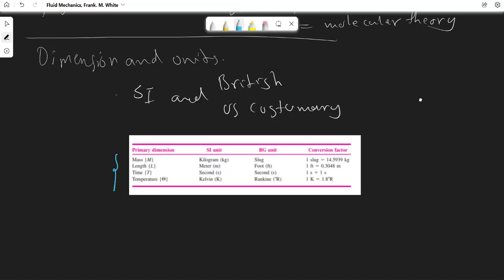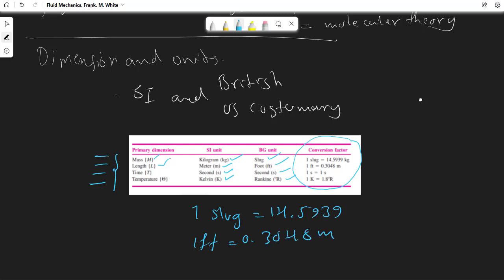There are the primary dimensions of mass, length, time, and temperature, which in SI units are kilograms, meters, seconds, and Kelvin. And in the British system, we have slugs for mass, feet for length, and seconds for time, and Rankine for temperature. The conversion factors are also listed in this table. We can write 1 slug equals 14.59 kilograms, 1 foot equals 0.3048 meters, 1 second equals 1 second, and 1 Kelvin equals 1.8 degrees Rankine.